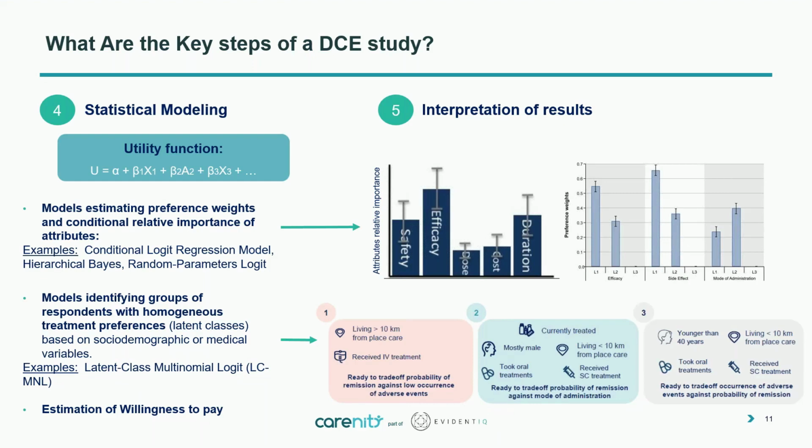On the right side of the slide, you can see some examples of how we can represent DCE results in order to highlight which attributes are important and how important one attribute is in comparison to another attribute. On the second graph, you can see which levels are the most important for a given attribute. On the bottom right, you can see different patient profiles having the same preferences in terms of treatment. Groups of patients are defined based on sociodemographic and medical data, such as age, gender, past or current treatments.